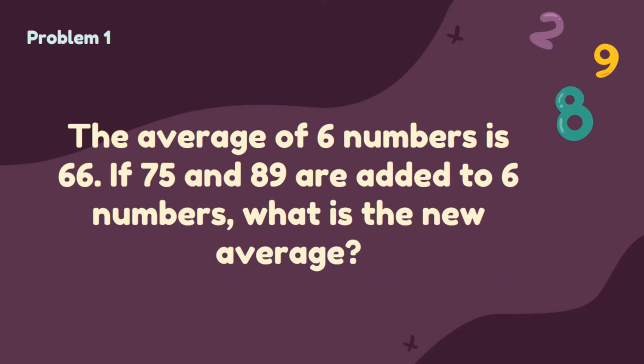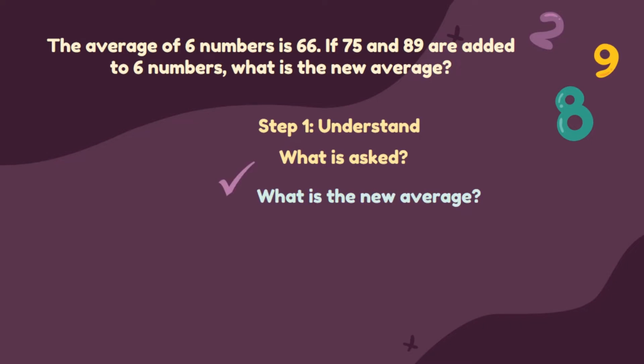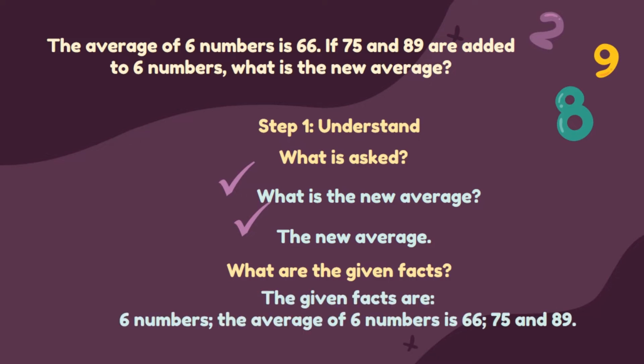To begin, let's have this problem. The average of 6 numbers is 66. If 75 and 89 are added to 6 numbers, what is the new average? Step number 1. Understand. What is asked in the problem? The new average. What are the given facts? The given facts are 6 numbers, the average of 6 numbers which is 66, and the numbers 75 and 89.